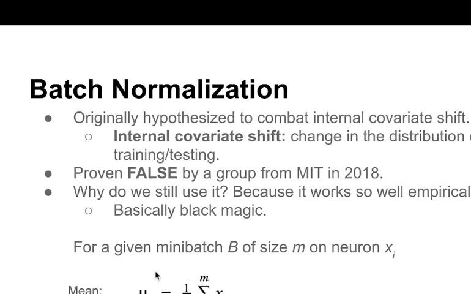And this is the whole idea, like I said, batch normalization. I'll talk about it later. This looks really intimidating, but it's actually pretty easy. It was originally hypothesized to combat internal covariate shift. So what does that mean? Internal covariate shift is a change in the distribution of the input variables during training and testing.